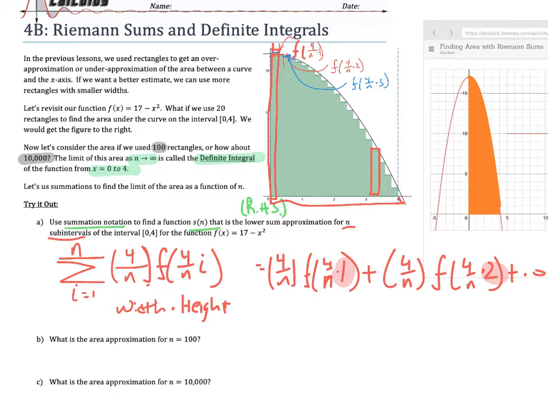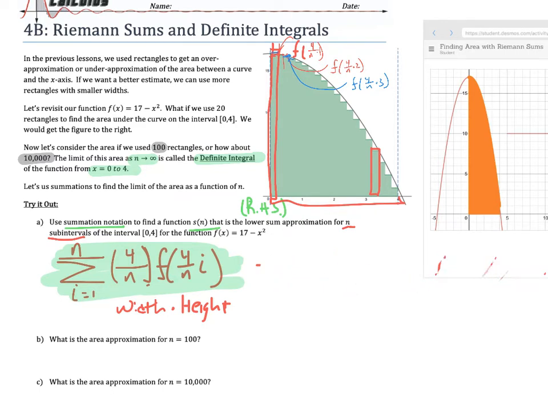And how many rectangles are we going to have? We're going to have n. And so there we have it. That is our expression here. Now, what if we have 100 rectangles? Well, we're going to actually have to take that one step further here. And for this function that we're talking about, let's make it specific here. This is going to be for 17 minus x squared.